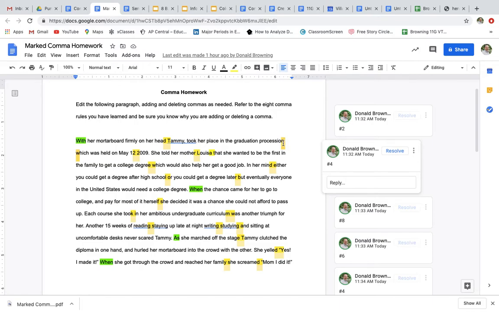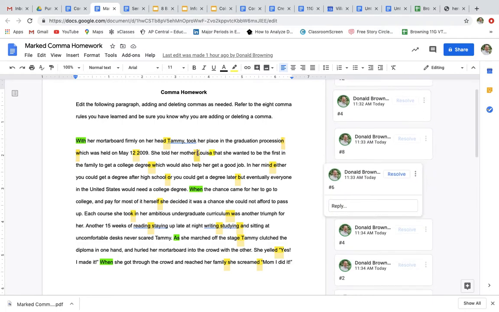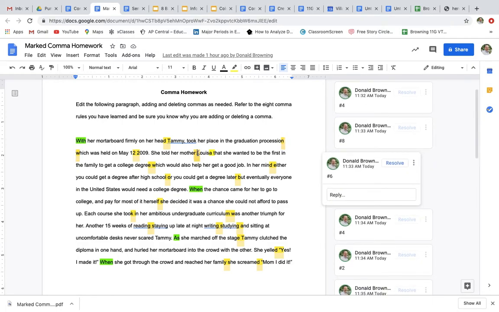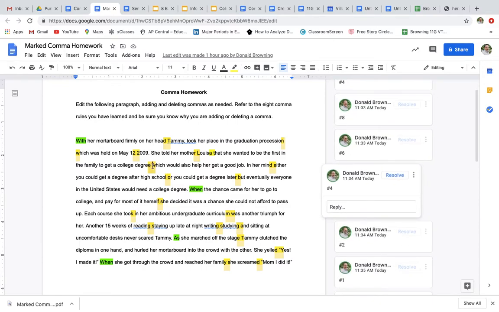All right, let's look at the second sentence. She told her mother, Louisa, that she wanted to be the first in the family to get a college degree, which would also help her get a good job. Now, there needs to be a comma before and after Louisa because, look here, it's rule number six, which is a direct address rule. So you need to put one before and after. And then you have which again, so you know you're going to be putting a comma here, and that's going to be for rule number four, which again is the non-essential phrase. So you need to put one at the beginning. And if there was more of a sentence at the end, then you'd put one at the end of that phrase.